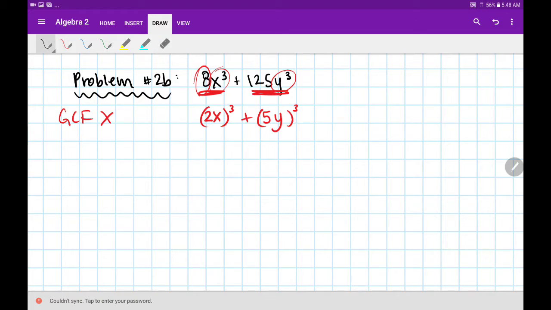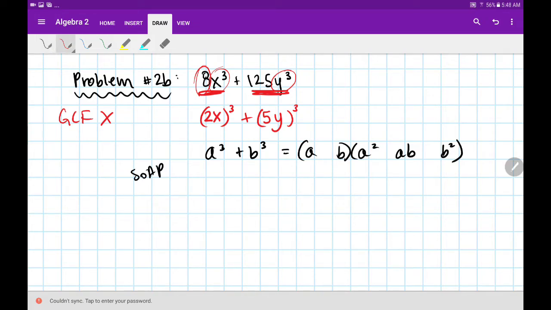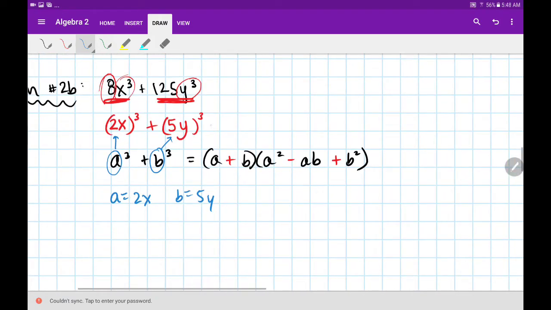Okay, so let's write out our formula. Try to do it yourself. Remember to use SOAP for your signs. Can you fill in my signs? It's going to be same, opposite, always positive. Perfecto. Okay, so common sense dictates that A is equal to our 2x, since that's what's being cubed, and B is equal to 5y. It's just a matter of plugging it in now.